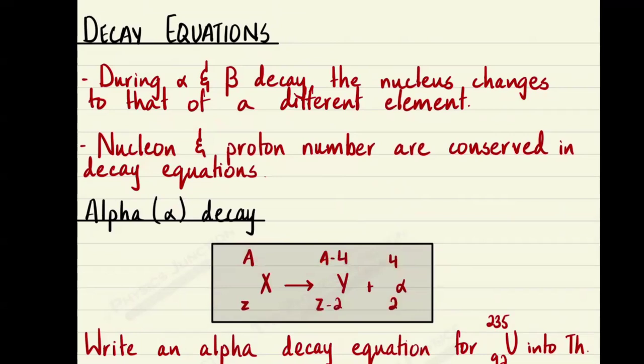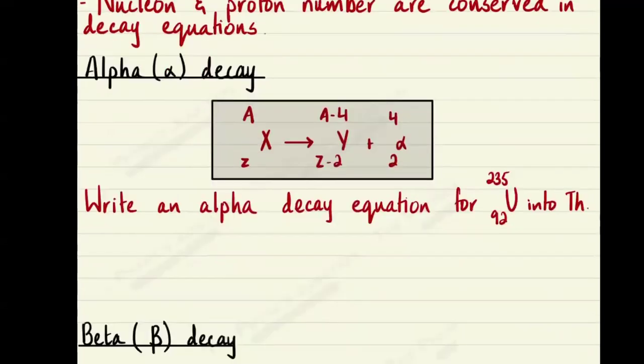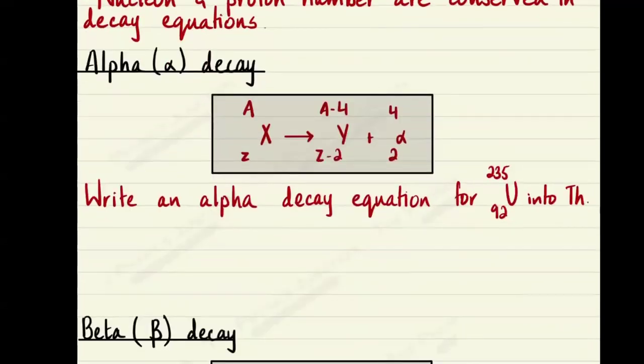So that's the idea when I represent this in a general form like this. Write an alpha decay equation for uranium 235, 92 into thorium. Again, very straightforward. So if you have uranium 235 and 92, this is decaying, giving me an alpha particle which is 4, 2. This is thorium. By the conservation of nucleon and proton numbers, this one must be 235 minus 4, that must be 231, and this one here must be 92 minus 2, which is 90. So that's how you do this.